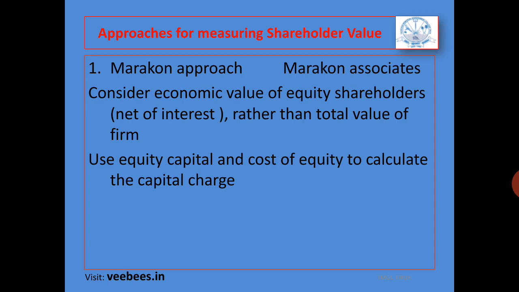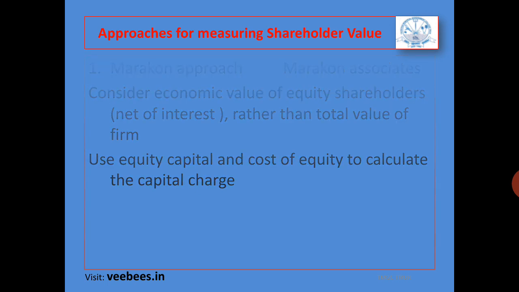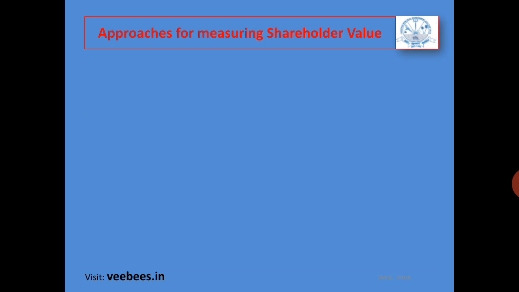Then when we multiply the cost of capital with the total amount of equity, we will find the cost of equity. For example, if we are investing 10 lakh rupees, equity capital is 10 lakhs, 10% is cost of equity. Then the capital charge of equity will be 10 lakhs into 10%, 1 lakh rupees. This is the way in which we find the capital charge of equity.